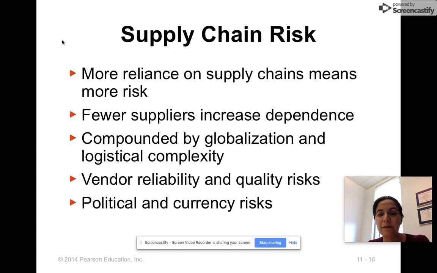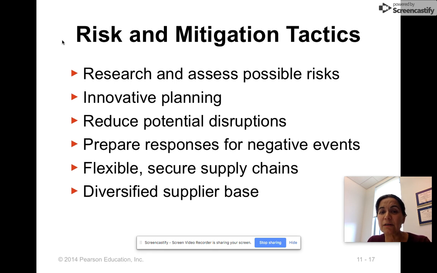On top of this, there are other risks as well. Globalization, when you're getting your raw materials internationally or you're selling internationally: the reliability of your vendor, quality risk, political risk, currency. So there's lots of risk.